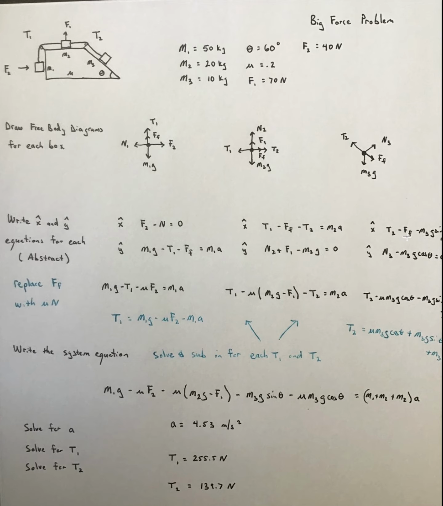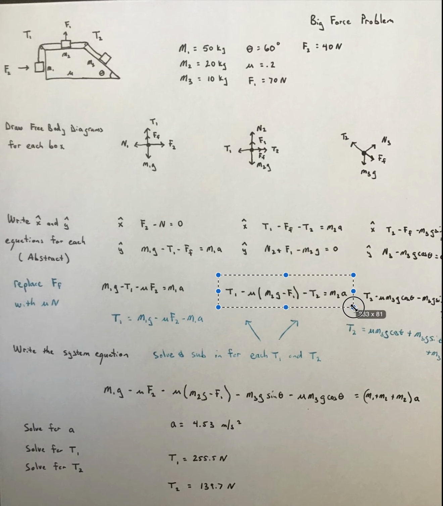So it's T2 minus Ff minus m3g sine theta equals m3a. And then the y hat, it's N3 minus m3g cosine theta equals 0. So if we replace the force of friction with mu N on each of these cases, we get this for box 1. That's the weight of box 1 minus the rope minus friction equals m1a.